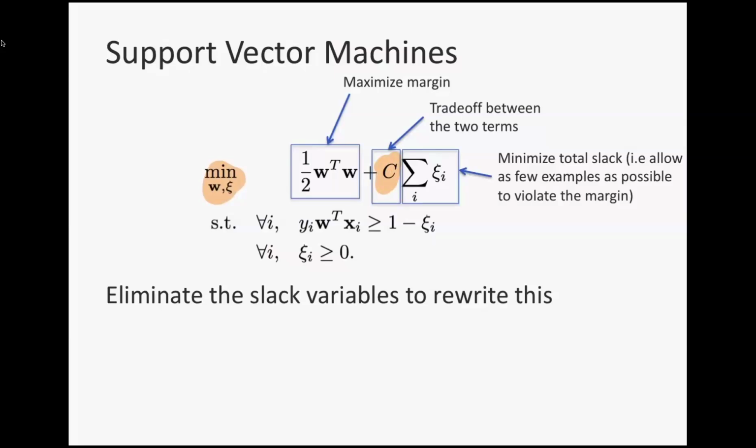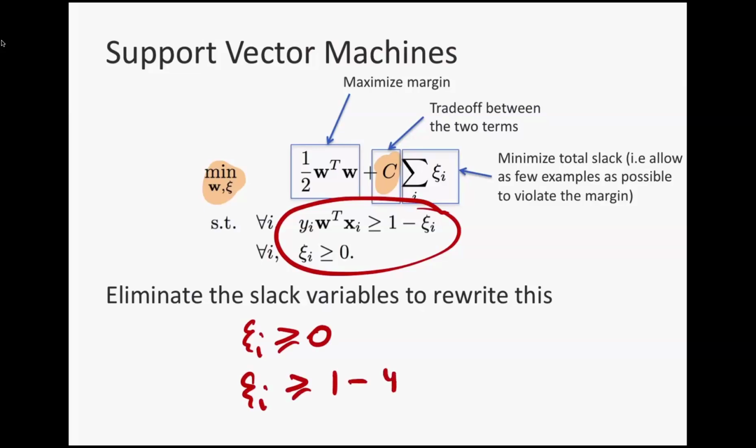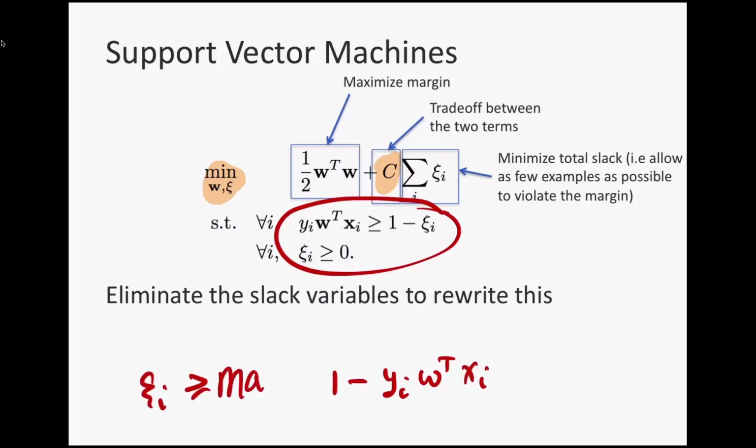Actually, you know what? I'm going to rewrite this objective and get rid of the slack variables entirely. Because notice that, let's focus on these two expressions. The bottom one says psi i is greater than or equal to 0. The top one, if I move the psi to the left and the y w transpose x to the right, I get psi i is greater than or equal to 1 minus yi w transpose xi. The psi i should be greater than 0, and it should be greater than 1 minus y w transpose x, which means it should be bigger than the larger of those two things. It should be greater than 0, and it should be greater than 1 minus y w transpose x. So it should be greater than the bigger of those two things.